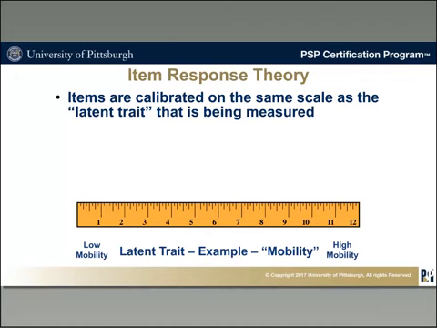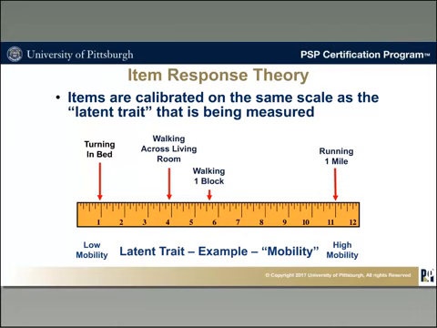And we can measure the scale from low to high mobility, and we can locate the items on this scale. So for example, walking a block might be kind of an intermediate level of mobility, whereas turning in bed can be performed by those at lower levels of mobility, whereas running a mile requires a higher level of mobility to be able to do that.